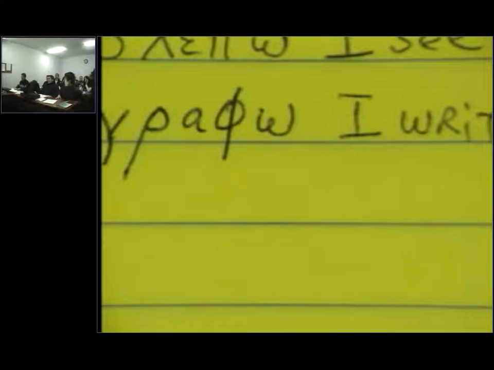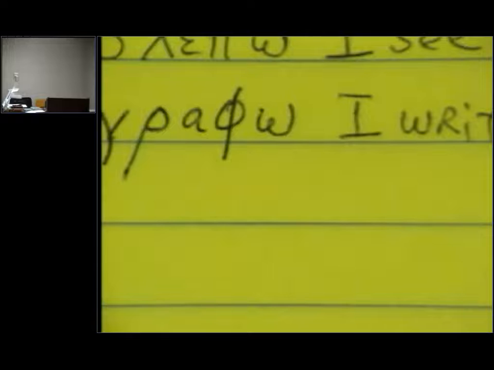Now we're into some important stuff here. If you can get this down in your head, learn the simplest one and you'll have them all. Learn luō.